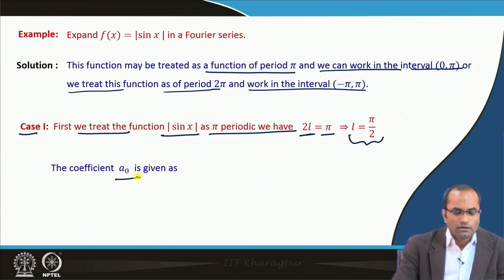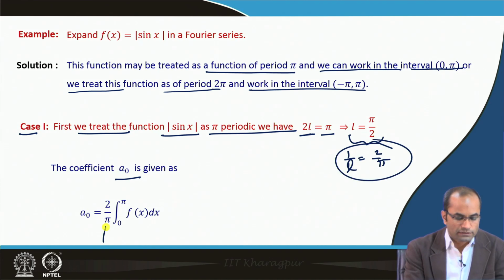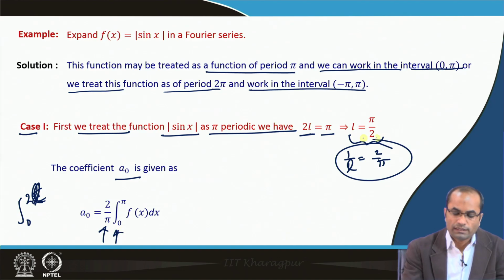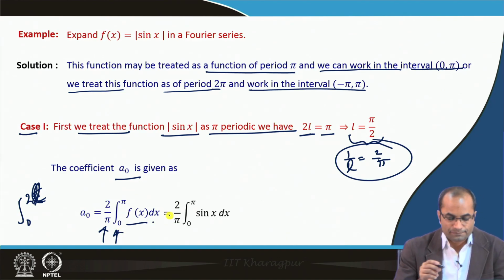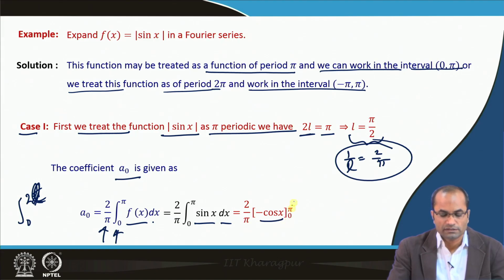So, the coefficient a0, as per the definition, we have this 1 over L. So, 1 over L will become 2 over pi. So, this is 1 over L, outside just 2 over pi, and then we will integrate from 0 to 2L, or from minus L to L. In this case we are taking 0 to 2L. So, 2L is pi. So, 0 to pi f(x) dx, it is 2 over pi. The f(x) from 0 to pi is just sin x, it is positive, so we can remove the mod here, dx, and the integral of sin x will be minus cos x, from 0 to pi.